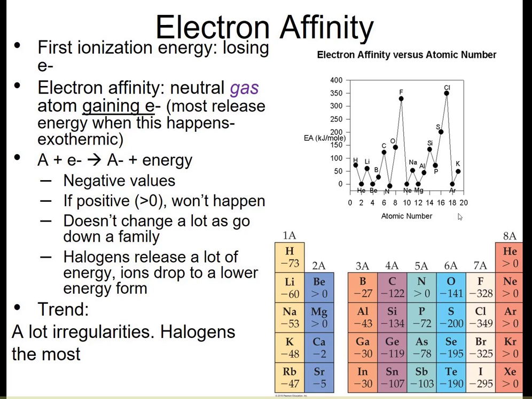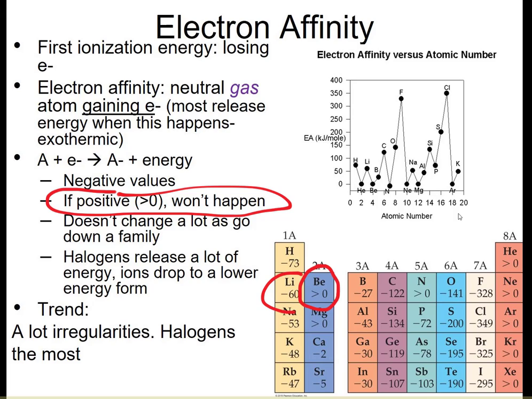One thing that you should know is that if it is positive, it's not going to happen. So when we look at our noble gases, they all have positive electron affinities. So that means they are not going to add an electron. We also see positive electron affinities with other family groups. For example, these small atoms in the alkaline earth metal family, we see that they have a positive electron affinity.